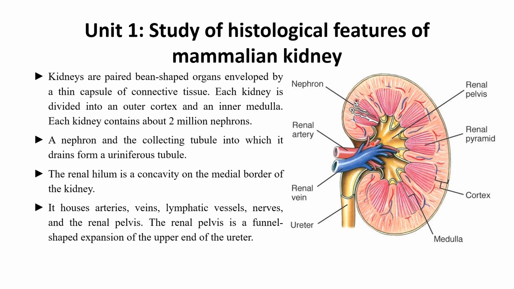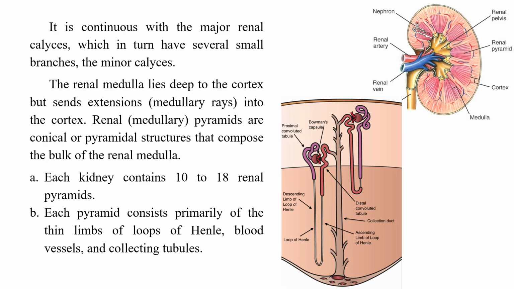So this is the renal pelvis, and this region is called renal hilum. And the outermost part is the cortex, followed by a medulla. It is continuous with the major renal calyces, which in turn have several small branches, the minor calyces. The renal medulla lies deep to the cortex but sends extensions, which are called medullary rays, into the cortex.